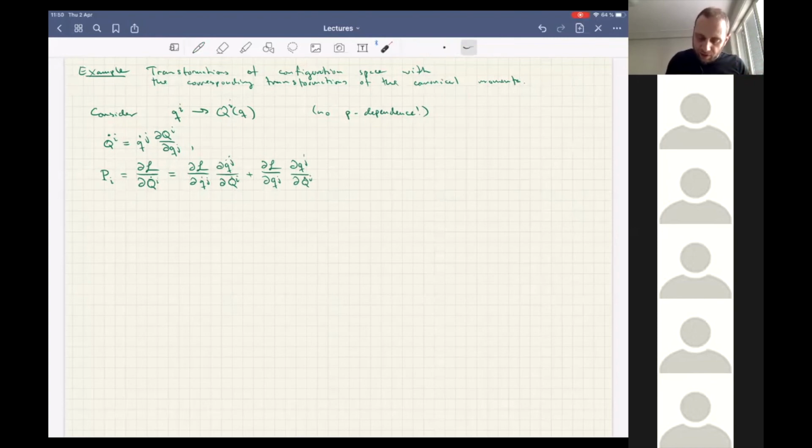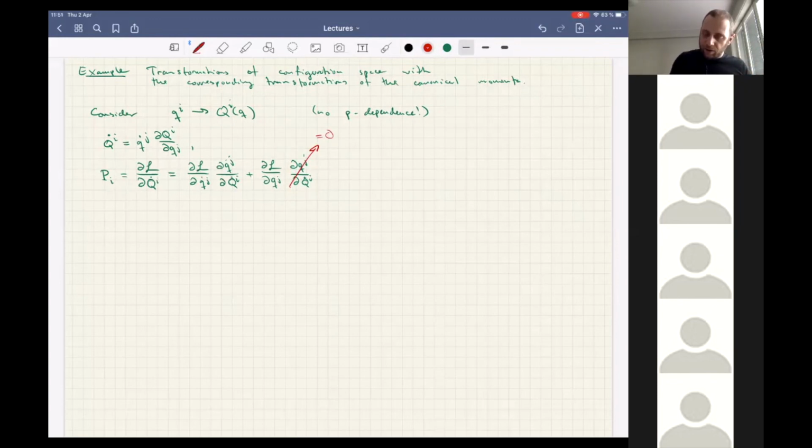However, in general this is non-zero, but since this transformation between the capital Q's and the lowercase q's only depends on the Q's themselves, I can invert that transformation, which means that my lowercase q cannot depend on the derivatives of the capital Q's. So this term is going to be equal to 0.